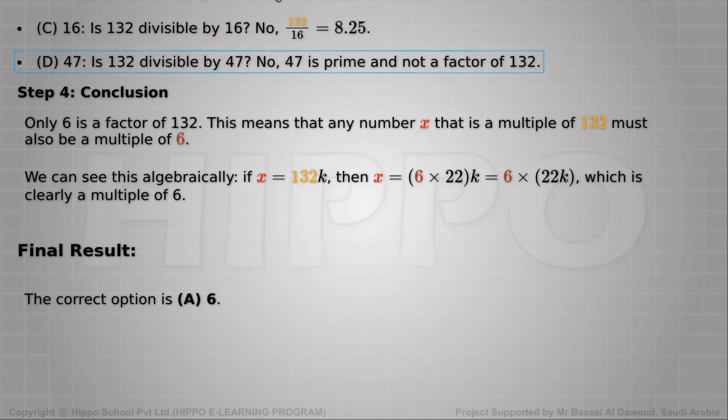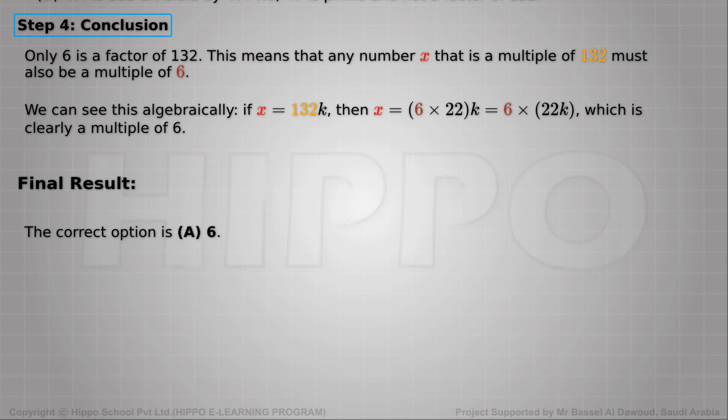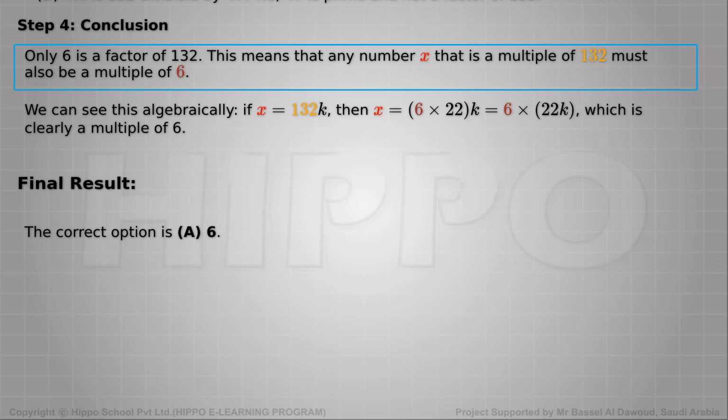Finally, we have option D, the number 47. We can see pretty quickly that 47, which is a prime number, does not go into 132 evenly. So option D is also incorrect. This brings us to our conclusion in step 4. After checking all the options, we found that only 6 is a factor of 132. Therefore, any number x that is a multiple of 132 must also be a multiple of 6.